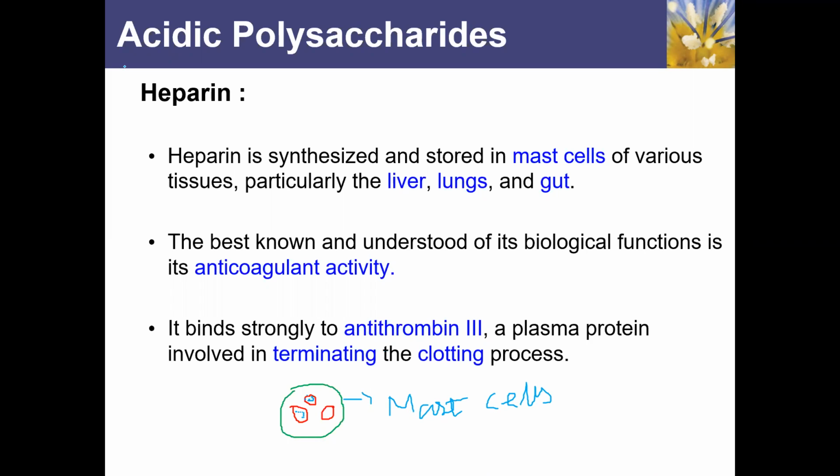Because mast cells play a very important role in the immune system, because they not only contain heparin, they also contain something called histamines.